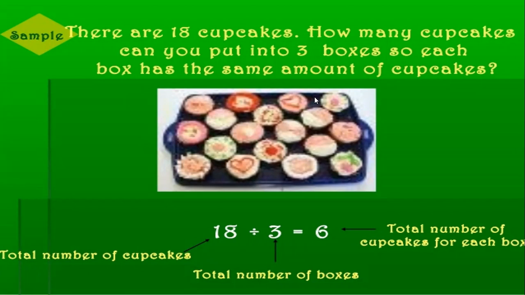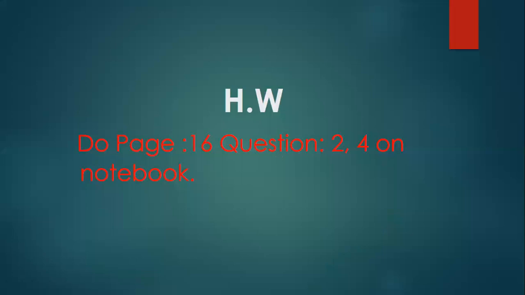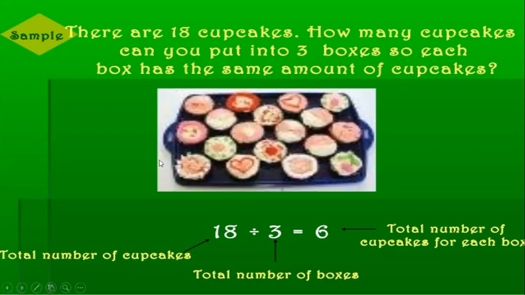I'm going to divide the total number of cupcakes by the number of boxes. So when we divide the number of cupcakes by the number of boxes, we come to know the number of cupcakes in each box, and that is 6. It means we are going to put 6 cupcakes in one box. In that case, you can easily distribute your cupcakes between 3 boxes equally. Okay, I hope that the concept is clear to you.